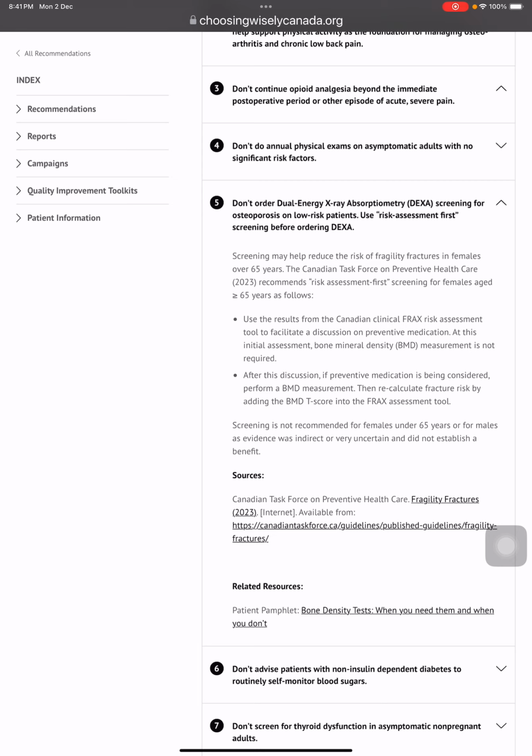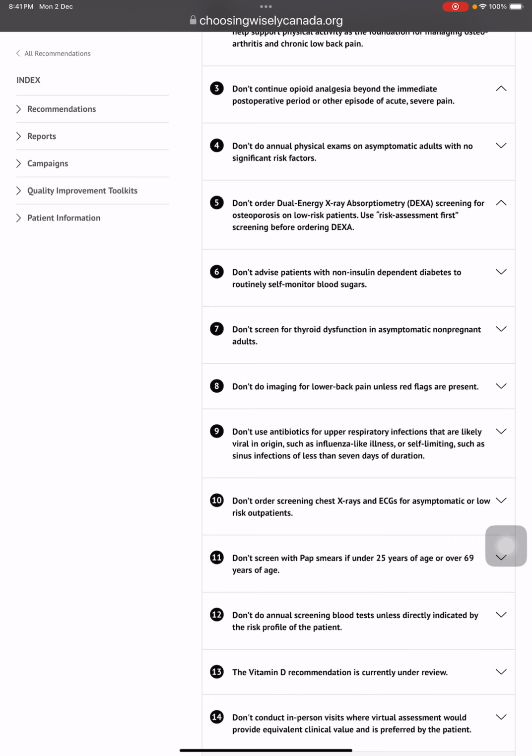Okay, so you have to have an approach. After this discussion, if preventive medication is being considered, perform BMD, then recalculate fracture risk by adding the BMD T-score into the FRAX. So there is a recommendation, we'll stick with that for osteoporosis.